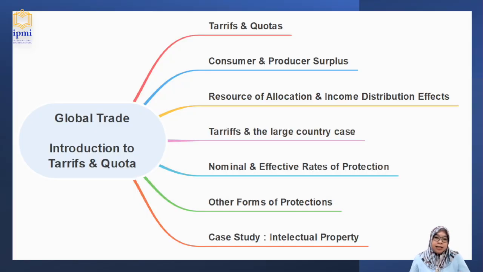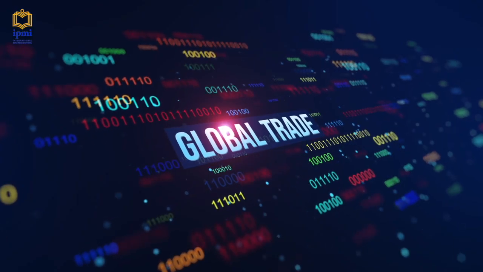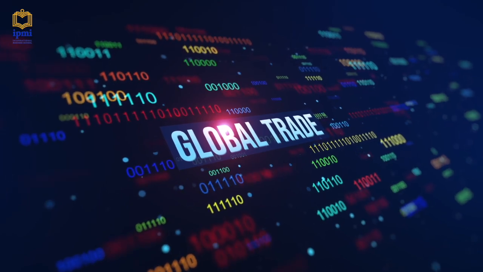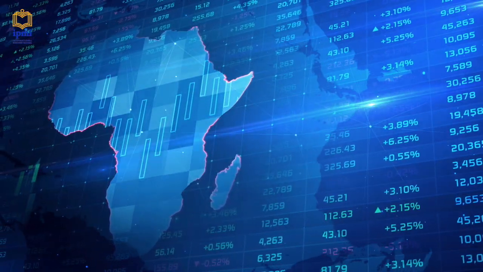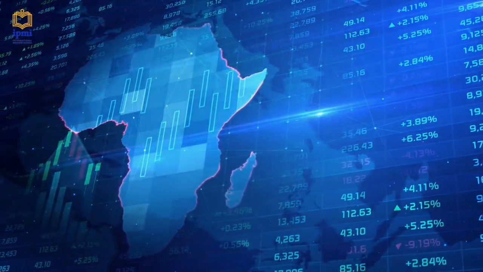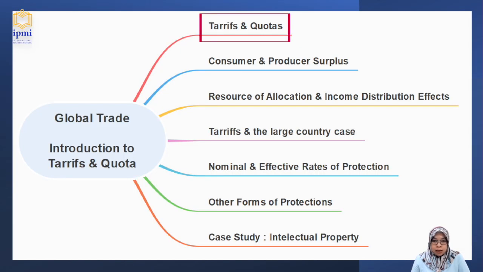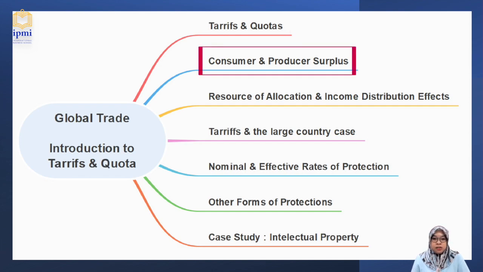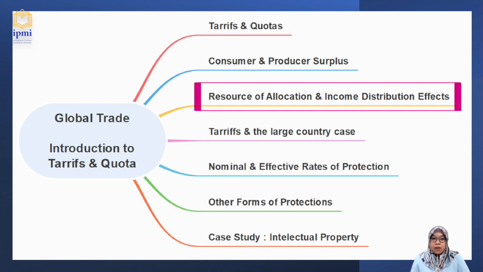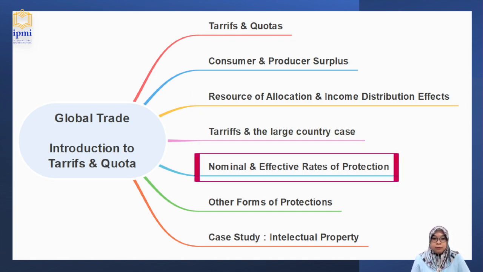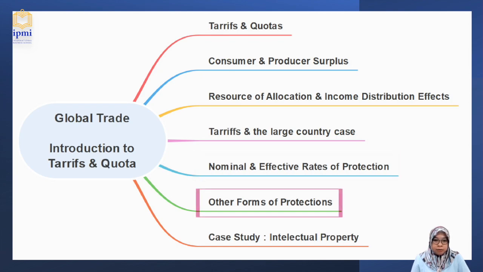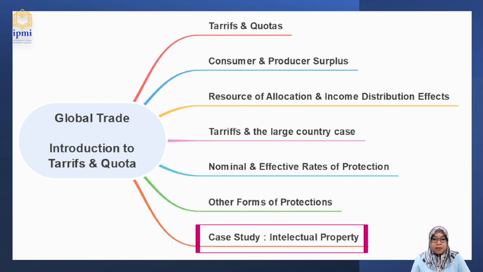Okay, the next chapter is about global trade. Global trade is critical to the global economy, with countries trading products and services to boost economic growth. In this video, we will discuss tariff and quota, consumer and producer surplus, resource allocation and income distribution effects, tariff and the large country case, nominal and effective rates of protection, other forms of protection, and the intellectual property study.